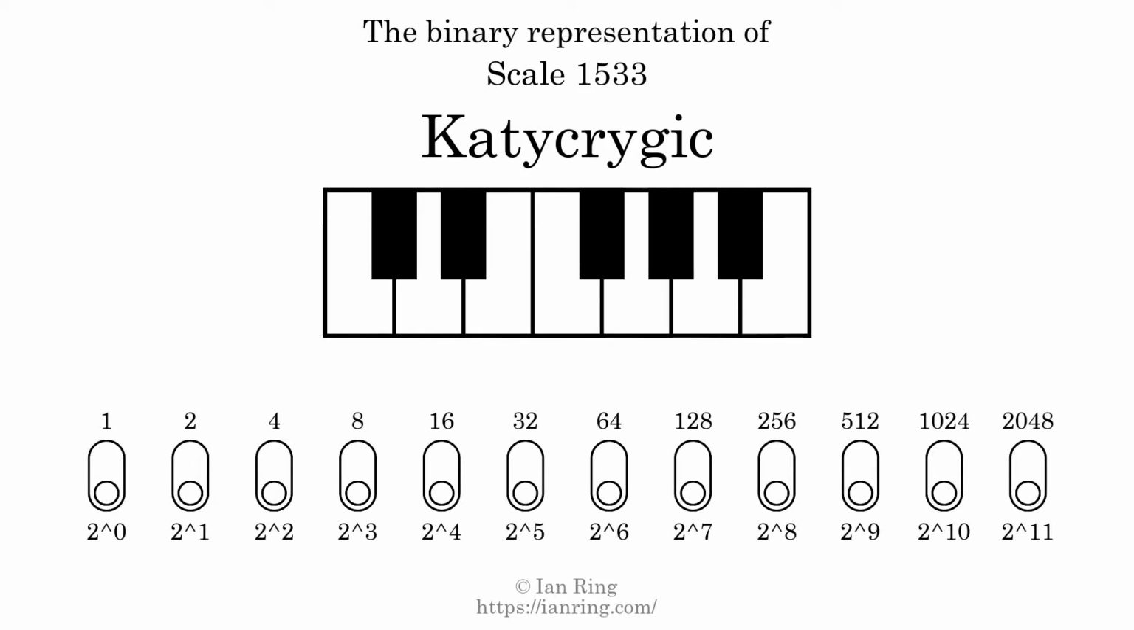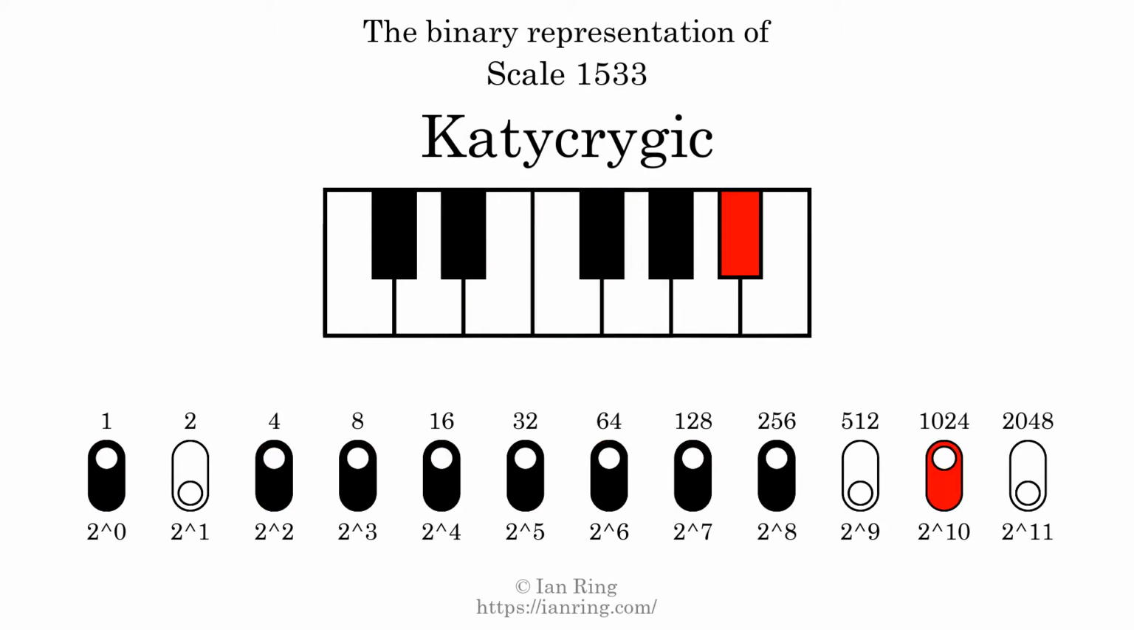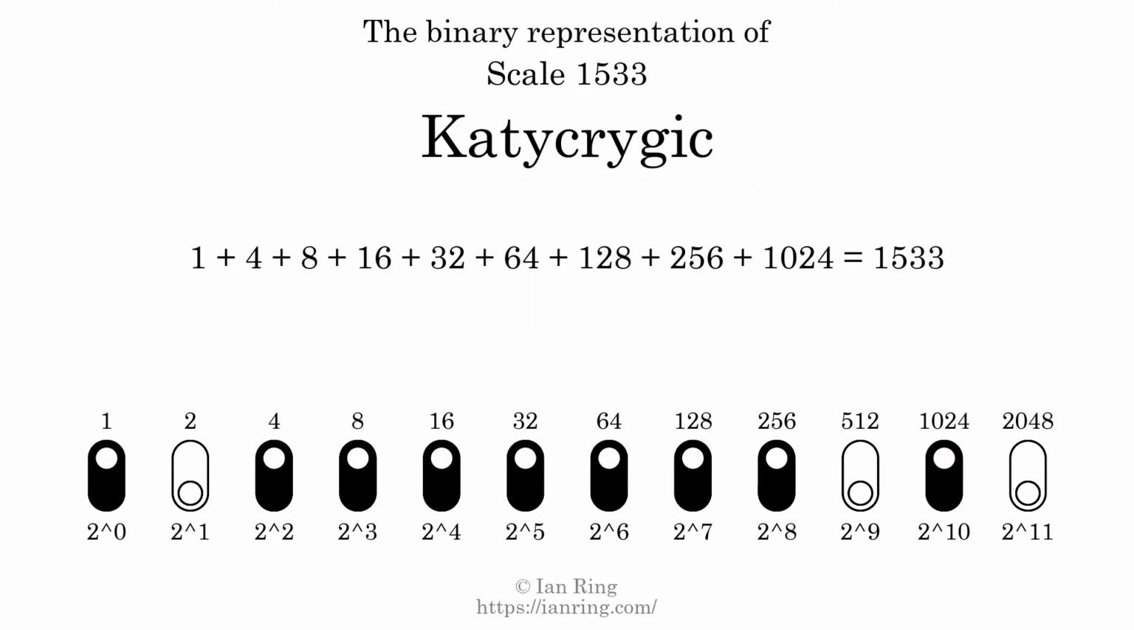The binary representation of this scale is determined by mapping tones of the scale to binary digits. Each binary digit represents a power of 2. To get the scale number, we add the powers of 2 together. The powers of 2 that are present in the scale, all added together, equals 1533. That is why the scale number, in decimal, is 1533.